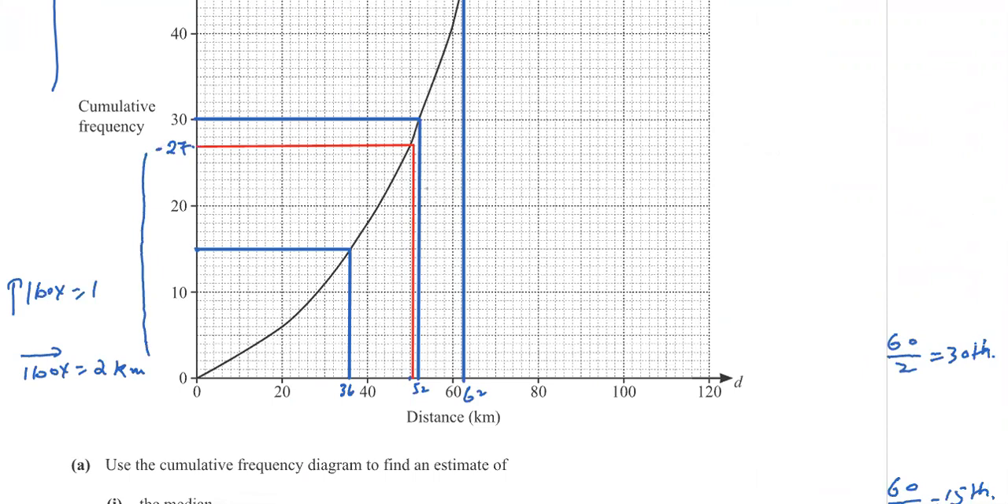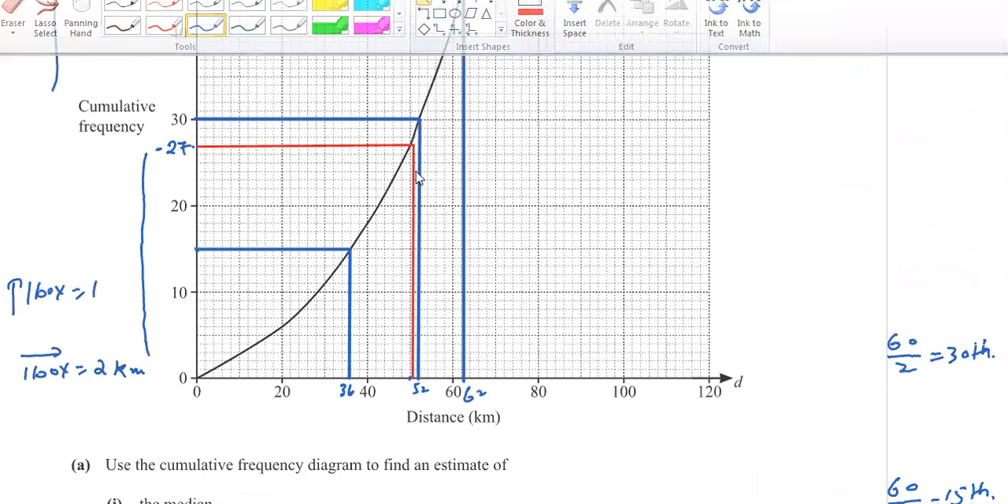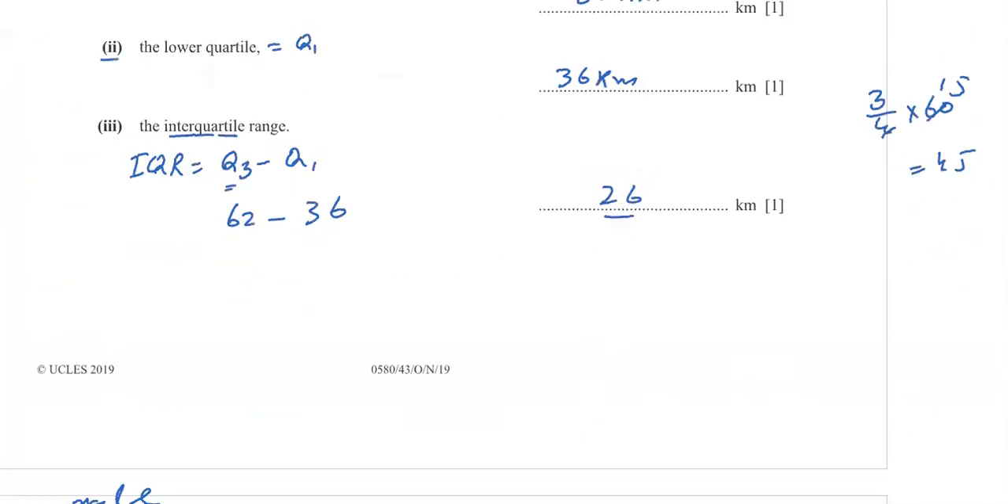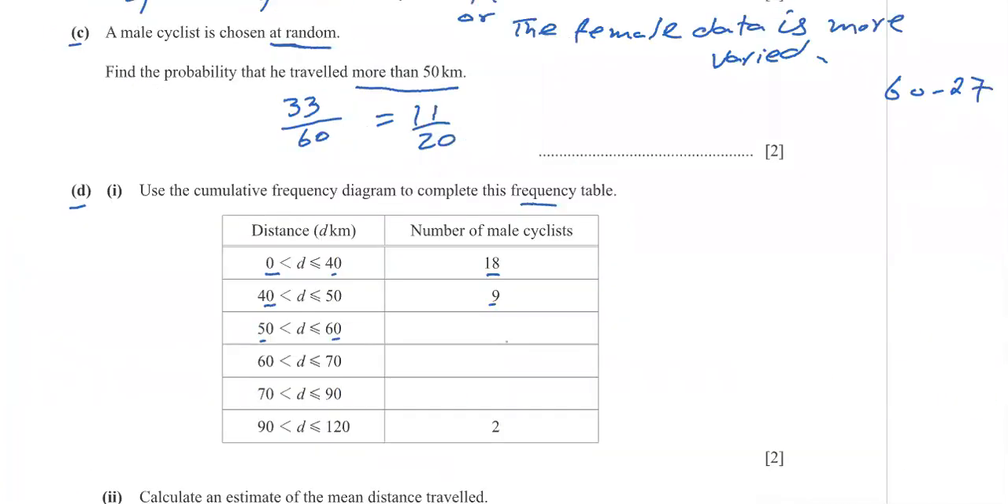For 60, let's draw the line for 60. This is 60. How many are for 60? For 60 it is 40. So how many are from 50 till 60? It is 13. So here it will be 13.